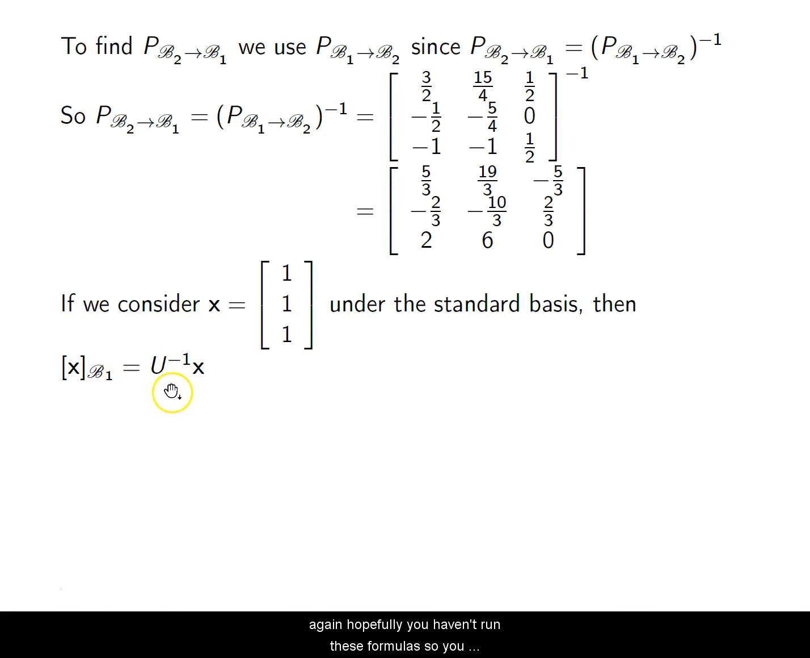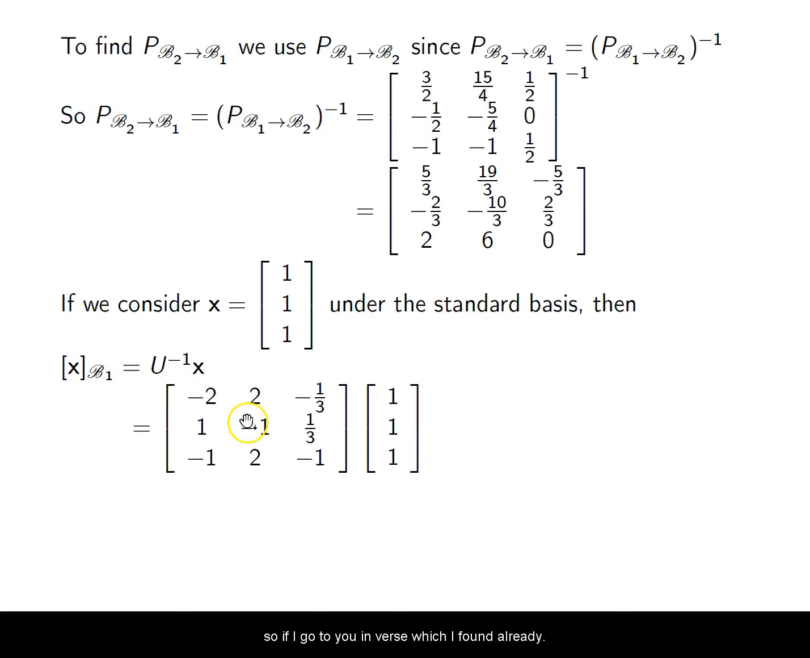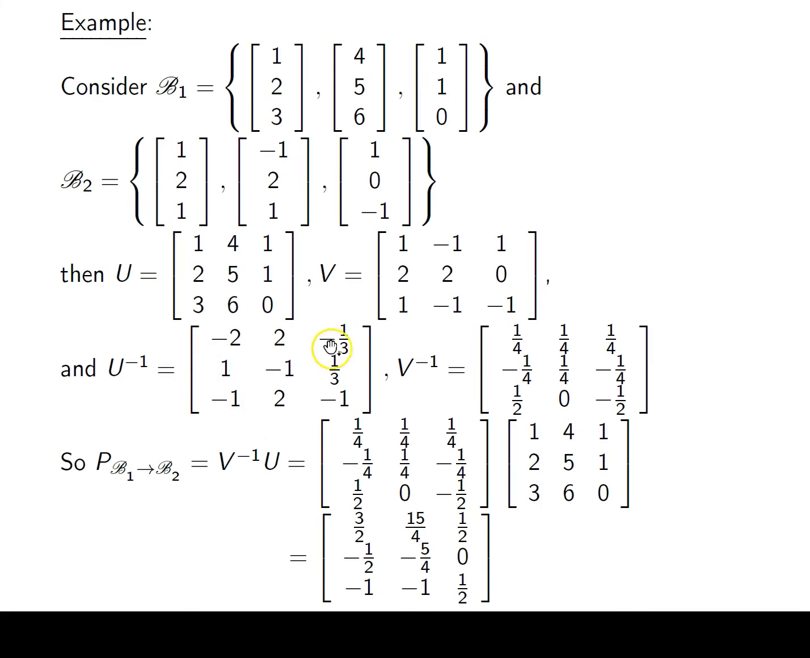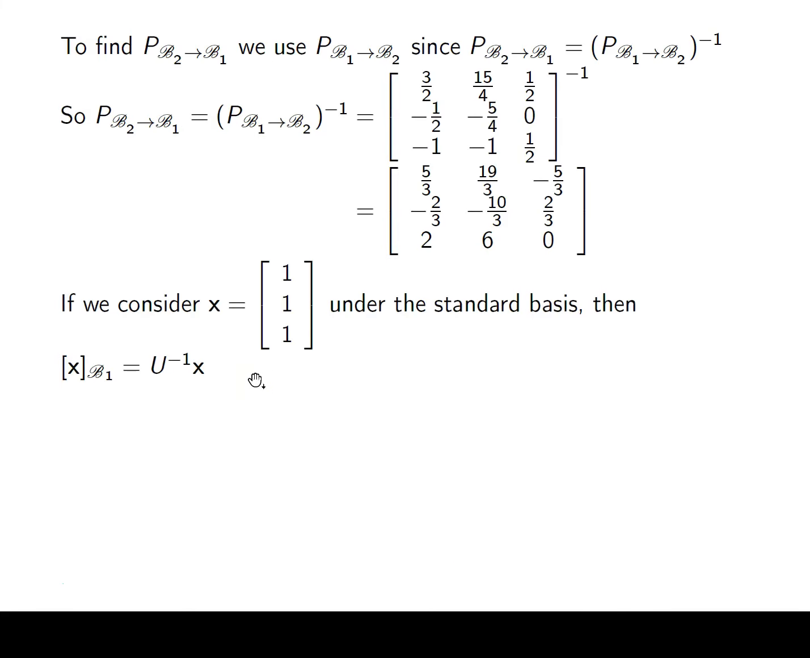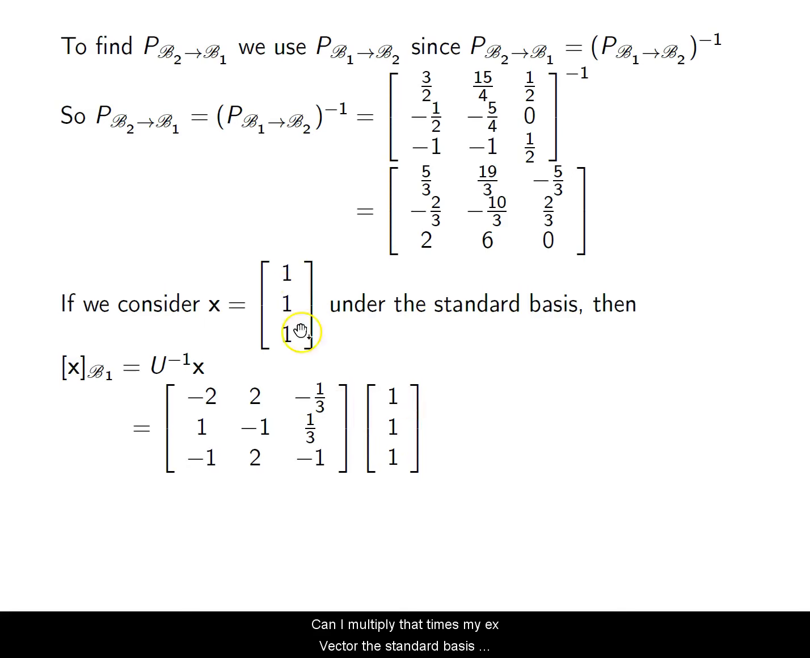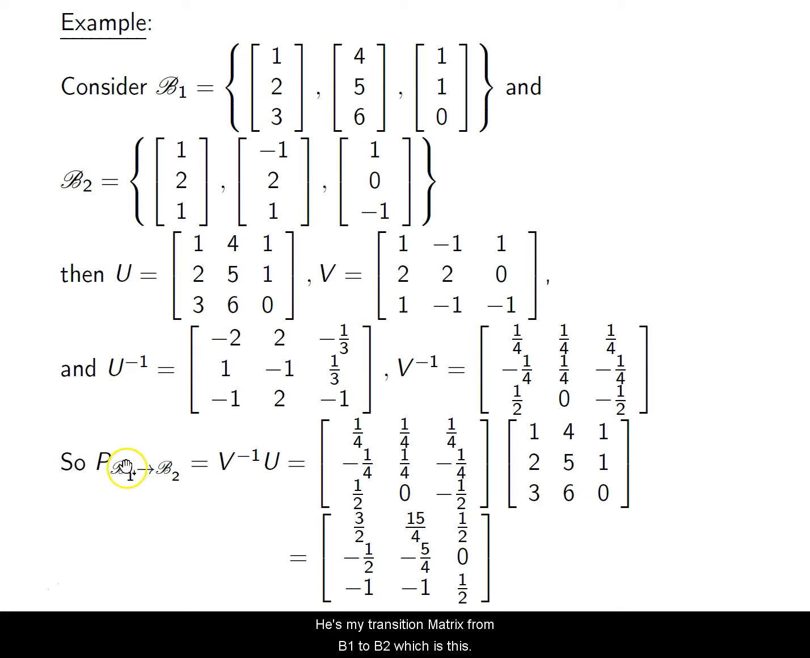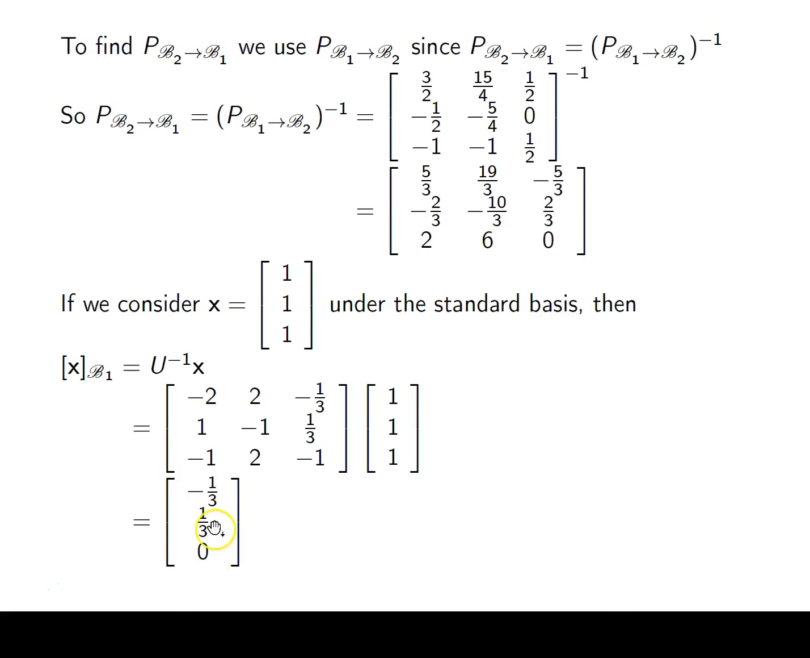Hopefully you have been writing these formulas so you can reference them whenever you need to. So I go to U inverse, which I found already here, and I multiply it times my x vector in the standard basis, and that'll bring me into B1. Now that I'm in B1, if I want to go to B2, I can use my transition matrix from B1 to B2, which is this thing, since now I have a representation in B1 of my standard basis vector.